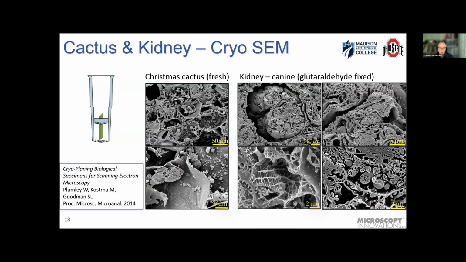So you have these really informative cross sections that look like textbook drawings of what the tissues look like. In this case, Christmas cactus, which was fresh, and canine kidney, which was glutaraldehyde fixed and prepared in this way. And you have these absolutely stunningly gorgeous images.